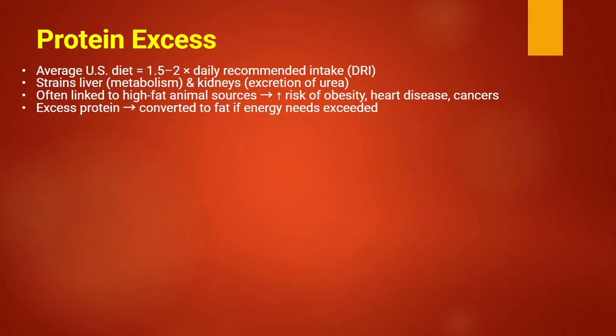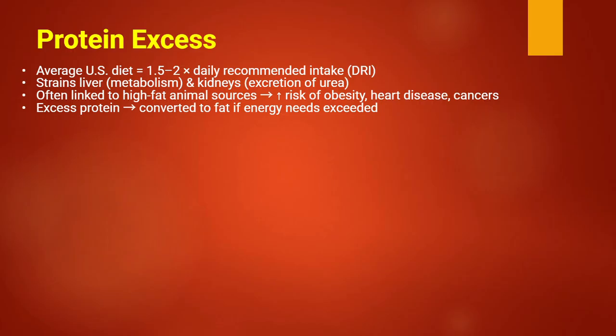Excess protein in the diet often comes from high consumption of animal-based sources such as red meat, processed meats, and full-fat dairy. These foods may also be high in saturated fats, which increase the risk for obesity, cardiovascular disease, and certain cancers such as colon, breast, prostate, and pancreatic cancer.